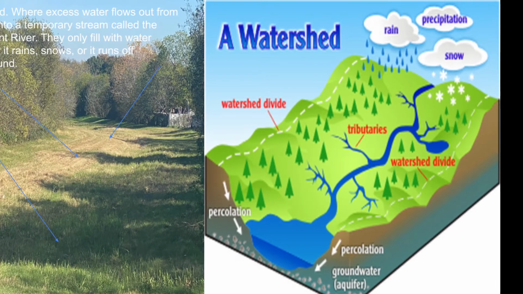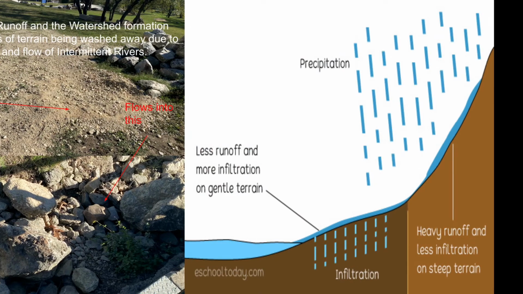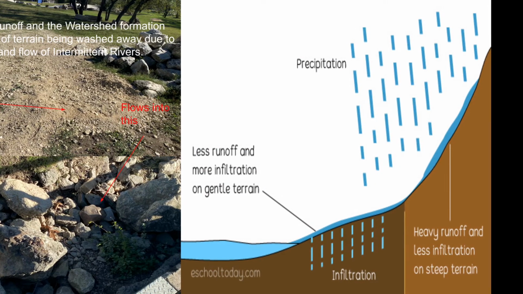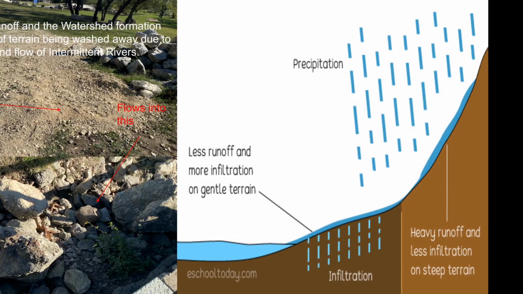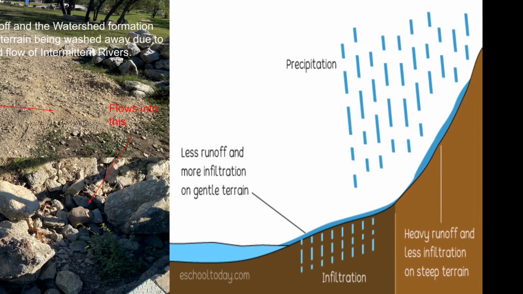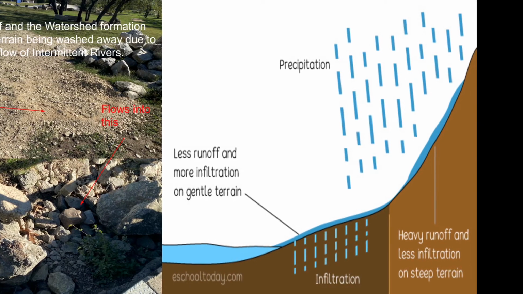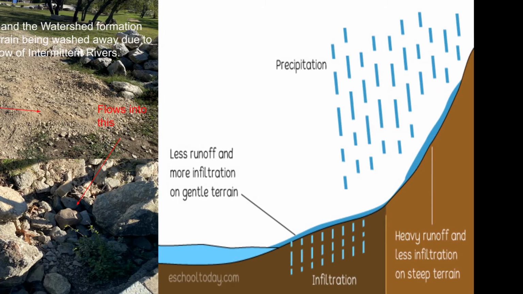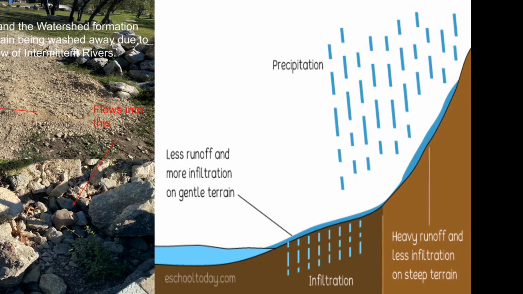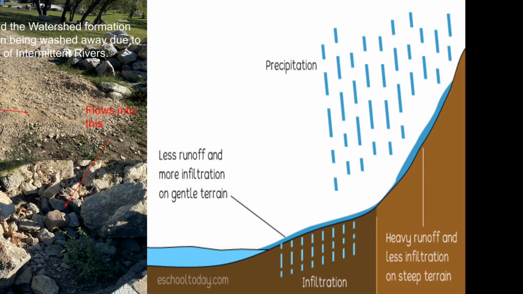Now, the result of runoff and watershed formation leads to bits of terrain being washed away due to the velocity of flow of intermittent rivers. As you can see right here, some of this gravel ended up washing up to that same gully from the previous image. And from the other image on the right, it essentially shows you the process of what goes on in simplistic terms, as in how did the gravel get from point A to point B. It was none other than the intermittent rivers.